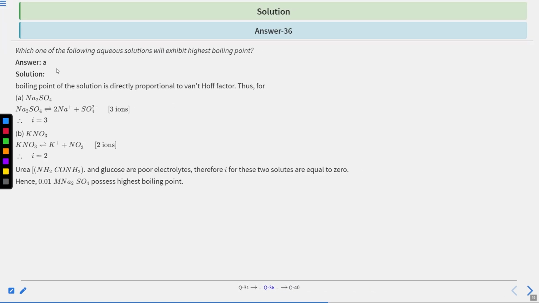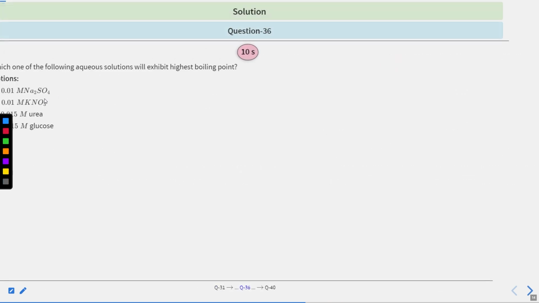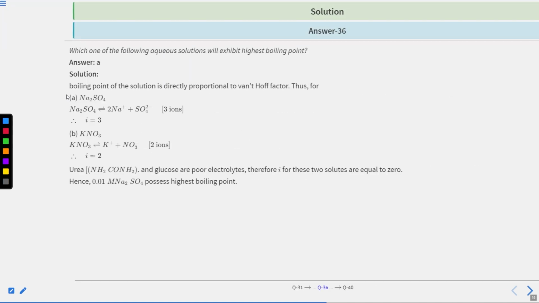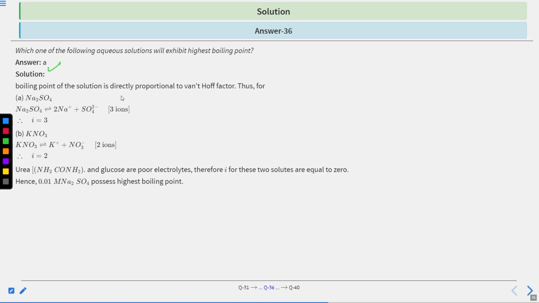Okay, so the correct answer is option A, that is 0.01 molar Na2SO4. So the boiling point of the solution is directly proportional to the Van't-Hoff factor. Thus, Na2SO4 given in option A is dissociated in this manner: 2 Na+ plus SO4 2-. So we can calculate that there are 3 moles of ions. So there are 3 ions dissociated, right? So i, that is the Van't-Hoff factor for Na2SO4, will be 3.